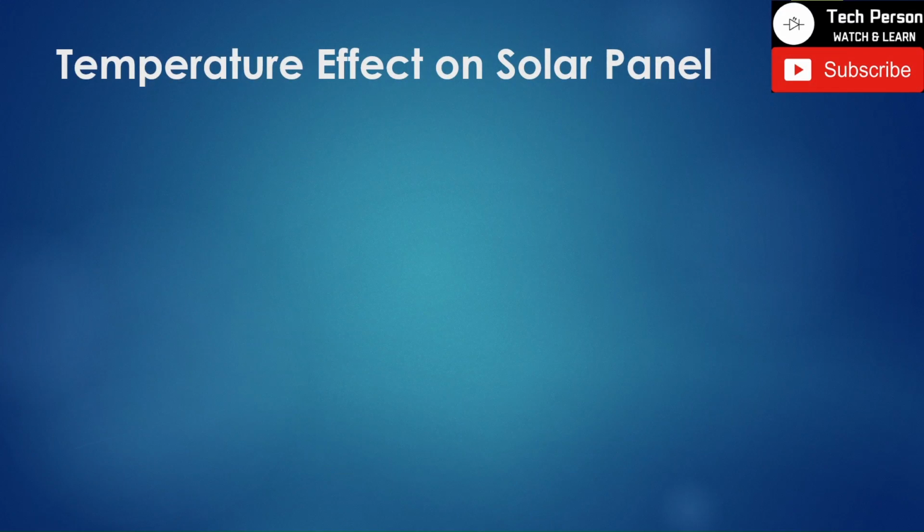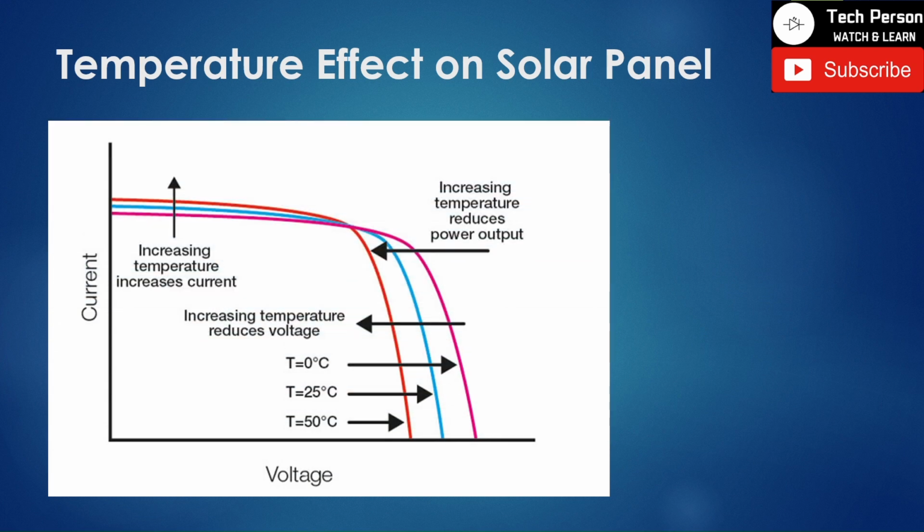Okay, now we will discuss the temperature effect on the solar panel. As you can see in the graph, the same solar panel has been studied at three different temperatures: 0 degrees centigrade, 25 centigrade and 50 centigrade. From the graph, on the left side is current and on the bottom side is voltage. So when temperature rises, what happens here?